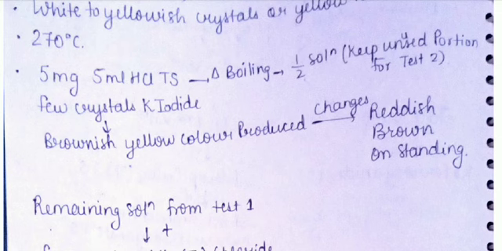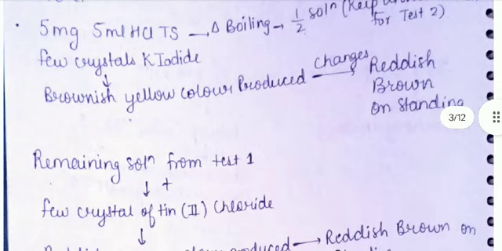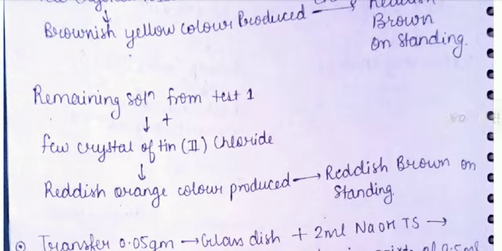A few crystals of potassium iodide: brownish yellow color is produced, which changes to reddish brown on standing. To the remaining solution we have to add a few crystals of tin(II) chloride. Reddish orange color is produced, and reddish brown on standing.